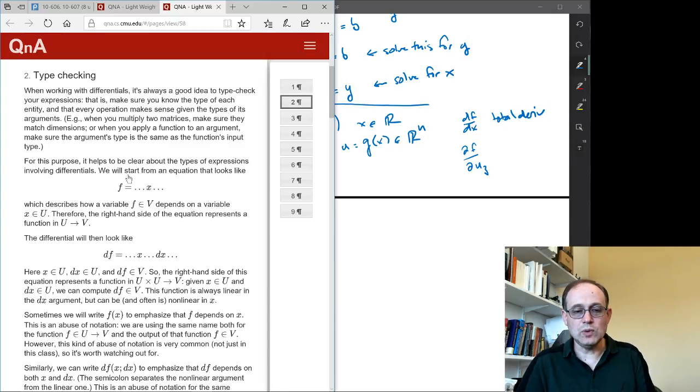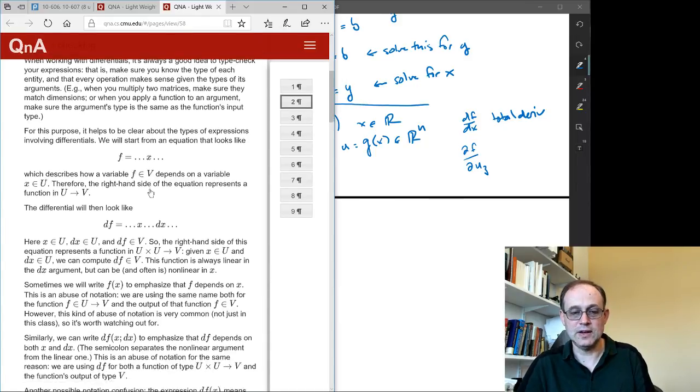And so we'll have an equation that looks like f equals something that involves the variable x. And so that describes how a variable f in some vector space V depends on another variable x, which is in some vector space U, right? And so this right-hand side of the equation is going to represent the function that tells us how to take an argument that's in the vector space U and compute a value that's in the vector space V, all right?